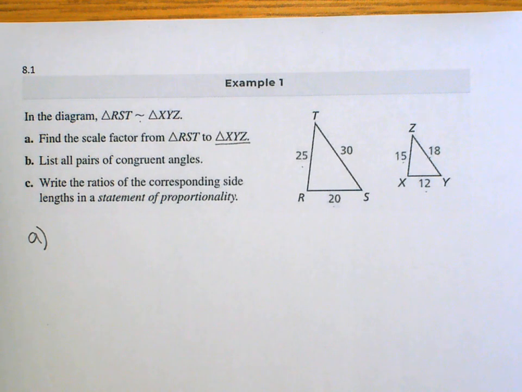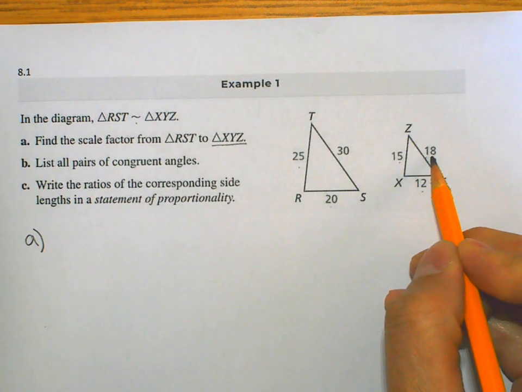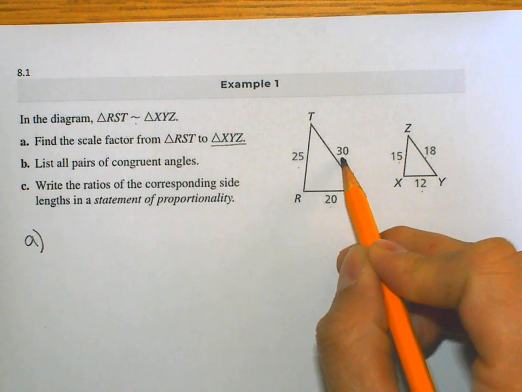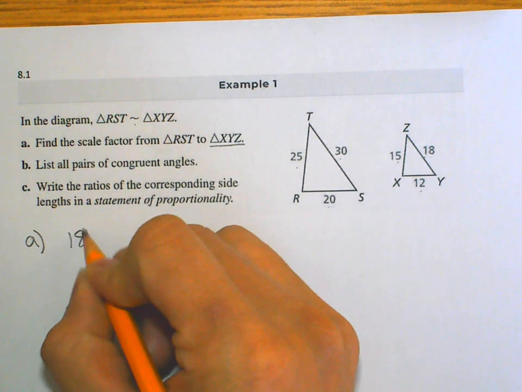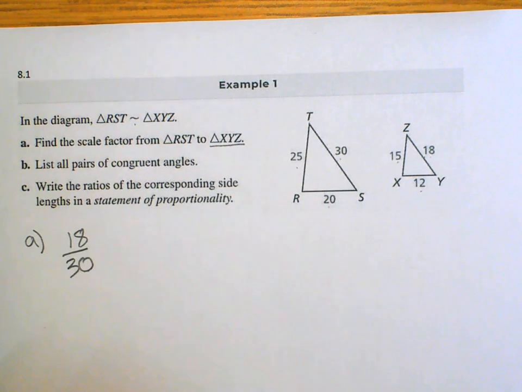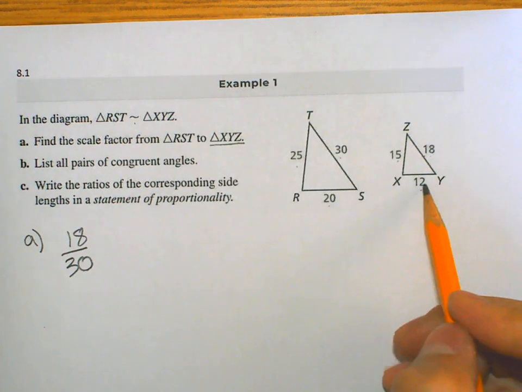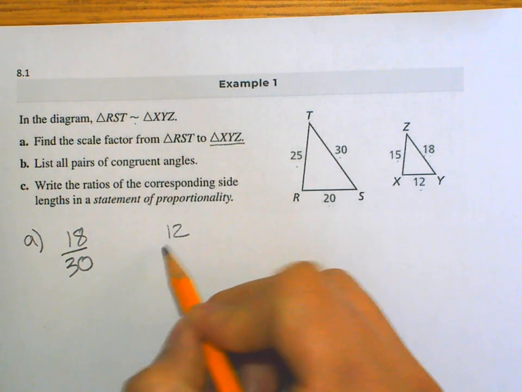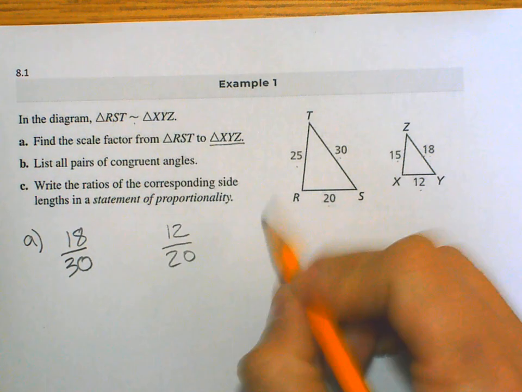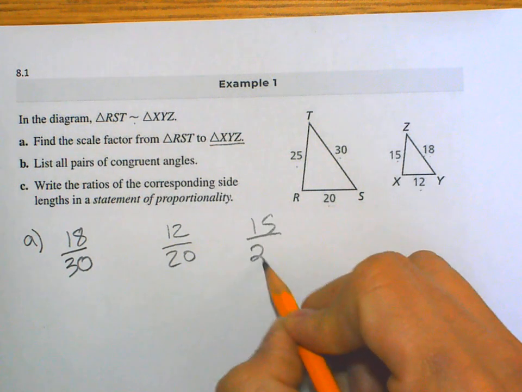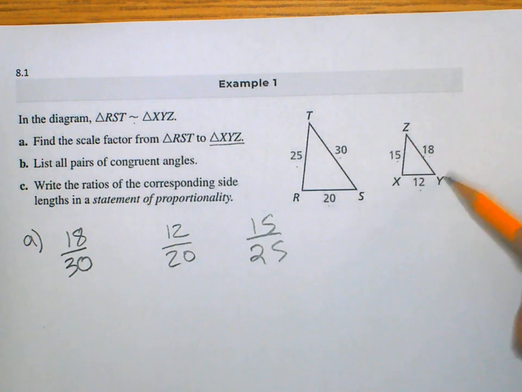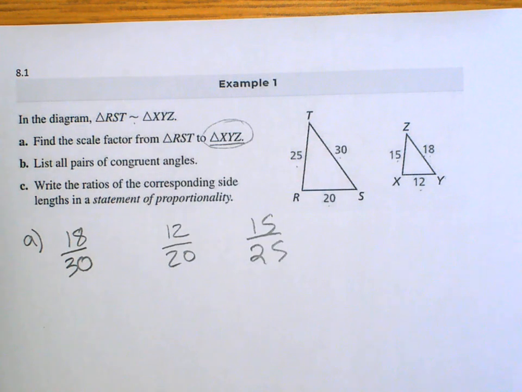So for example, what you have here is 18 to 30. I have 12 to 20 and 15 to 25. How do I know I have to put this one first? Because this one here is the second one.